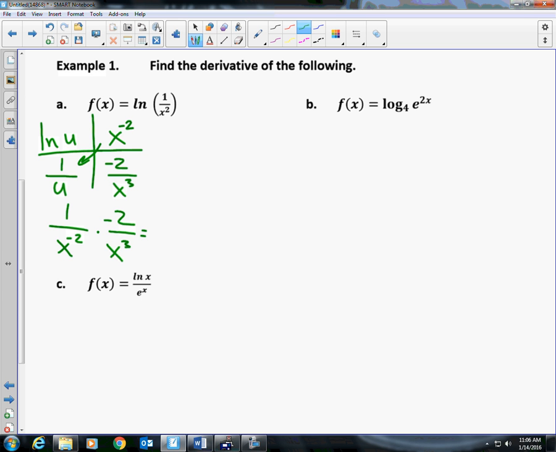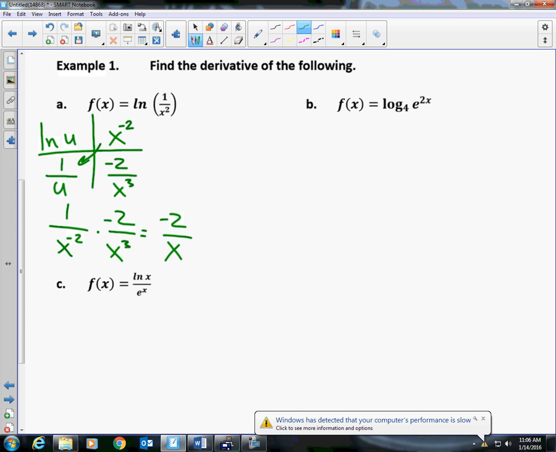Negative 2 times 1, negative 2. X to the negative 2 times x to the third will give me just x. Because I wrote it as x to the negative 2, this is what I substitute in for u, the negative 2 right here. So the derivative of x to the negative 2 is negative 2 over x to the third. I multiply these two together, and negative 2 times 1 is negative 2.